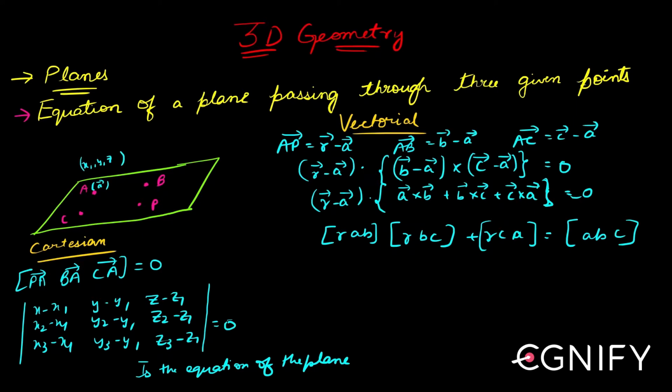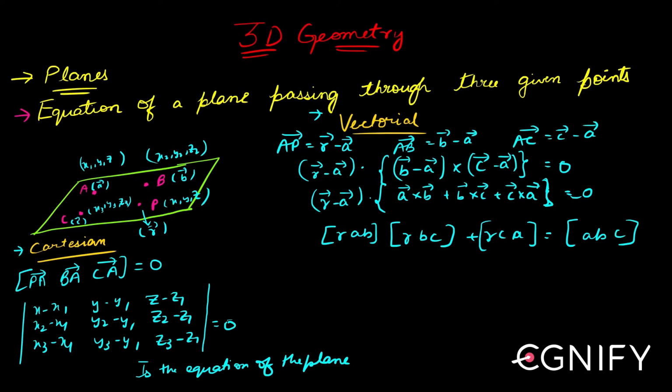Point B has a position vector B bar and coordinates x2, y2, z2. Point C has a position vector small c bar and coordinates x3, y3, z3. Now, P is a general point whose position vector is r bar and coordinates x, y, z. Now with this information, I can derive it very easily, the vectorial form and the Cartesian form both.